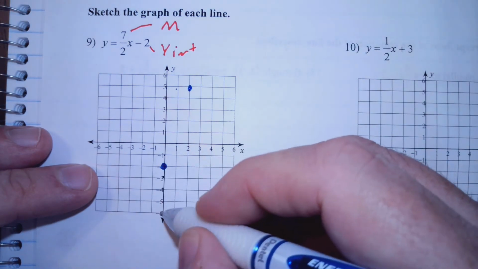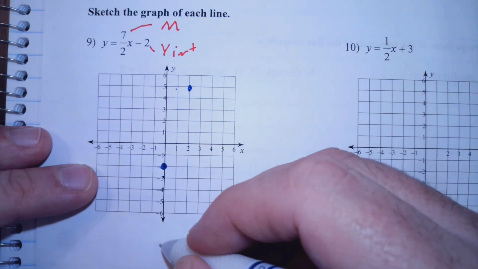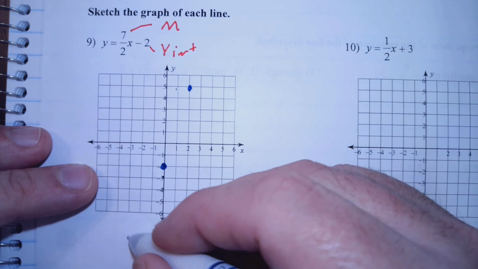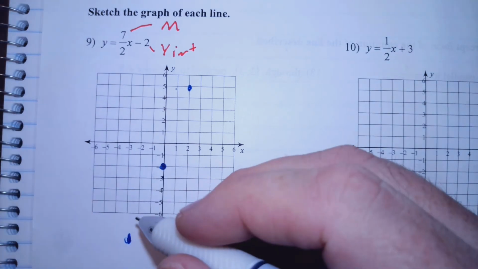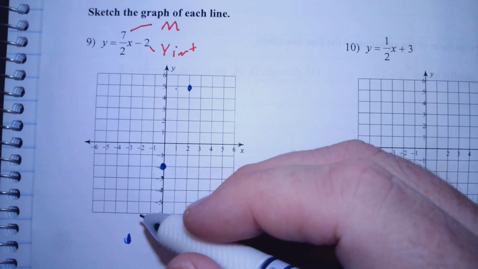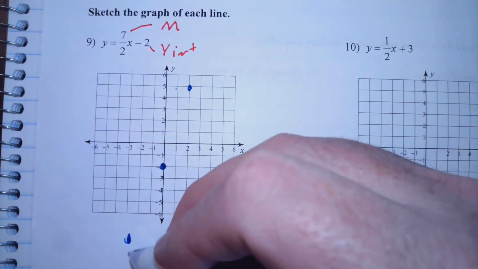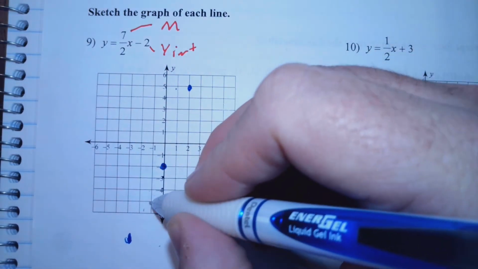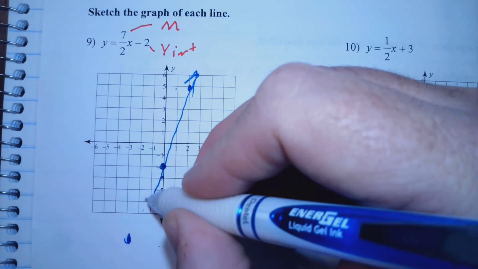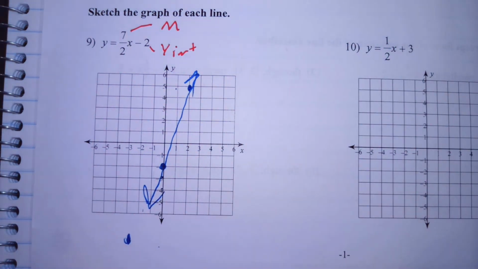1, 2, 3, 4, 5, 6, 7. And then you could go left 2. 1, 2. Either way, it should make a straight line, and we're going to do the best we can here and just draw it like that. All right, good job. Moving on to the next page. Next page, by that I mean the other side.